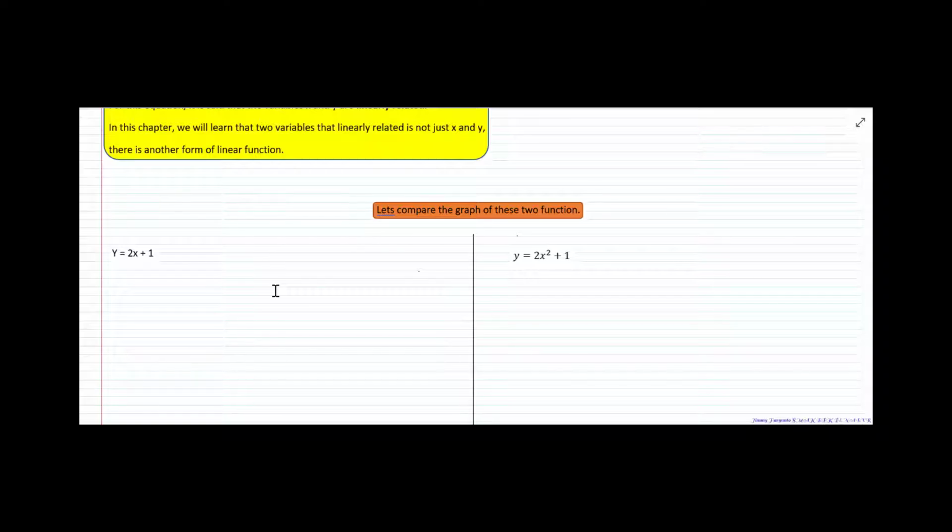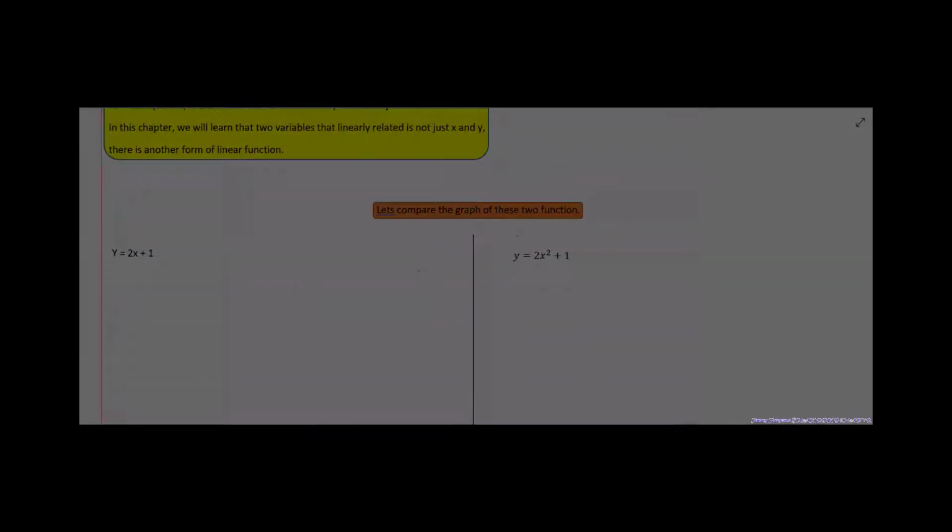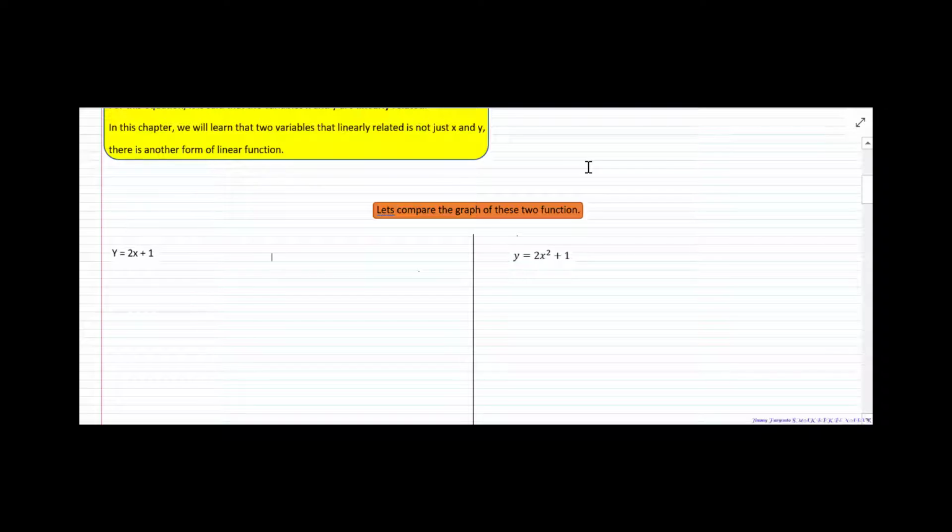First, to draw it, you have to create a table. To create a table, you have to draw the table first. The table will look like this. Because it's a linear function, we only need a simple table. For the numbers, you can choose random numbers. For example, I choose 0 for x, and then you have to find the value of y.